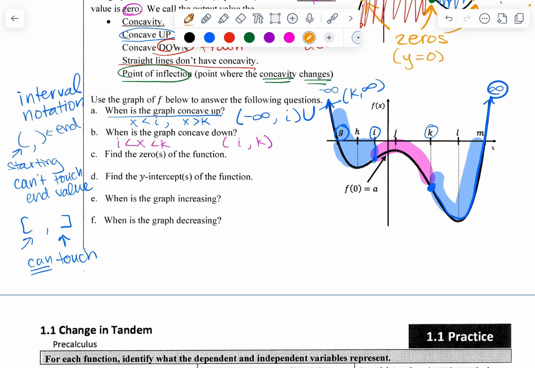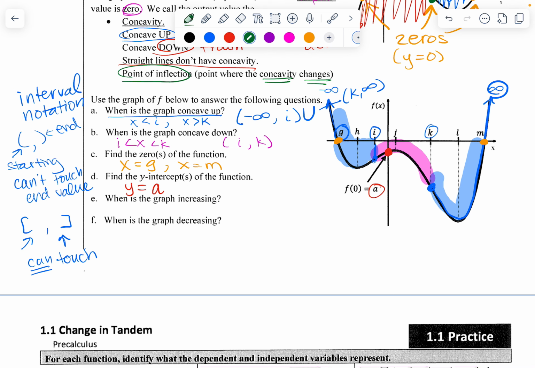Let's find those zeros again. Remember, zeros are when it crosses that independent axis. So one's here and one's here. Here are those zeros. So when X is the value of G and when X is the value of M, it's not a range, it's those specific values. Let's look for those y-intercepts. We know it happens on the y-axis or the dependent axis. And we know that it happens when y is that value, and it happens to be A.